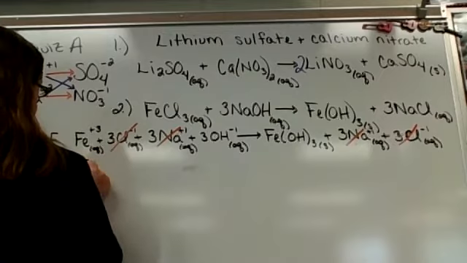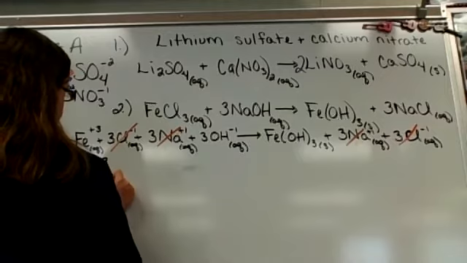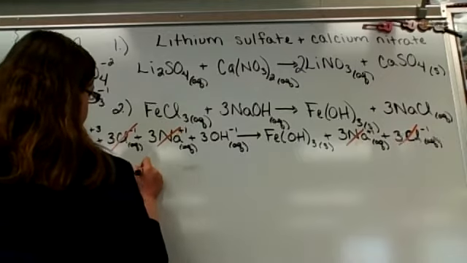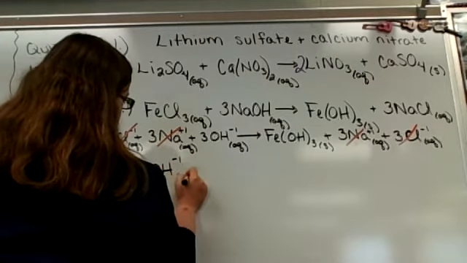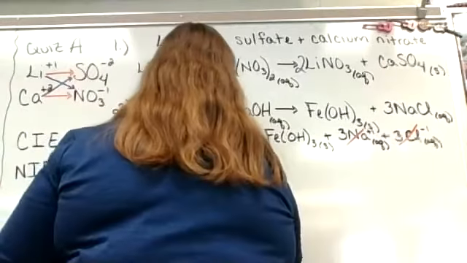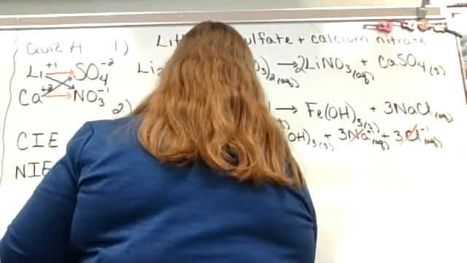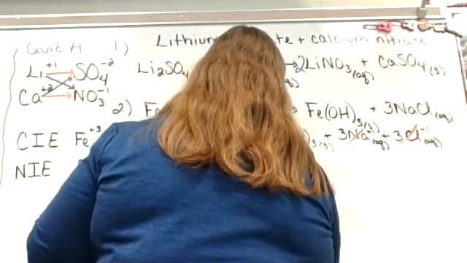So whatever you haven't canceled out, I mean. So we get Fe+3 aqueous plus 3 OH-1 aqueous yields Fe(OH)3 solid.